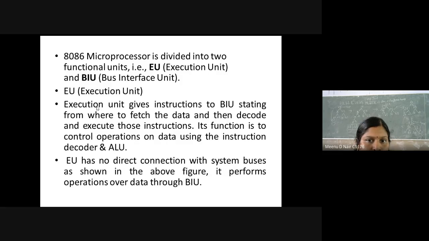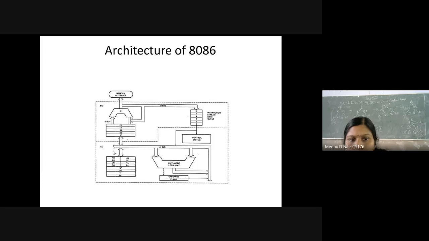The execution unit gives instructions to the BIU stating from where to fetch the data, and then decodes and executes those instructions. Its function is also to control operations on data using the instruction decoder and ALU. So this portion holds the complete control of the system.